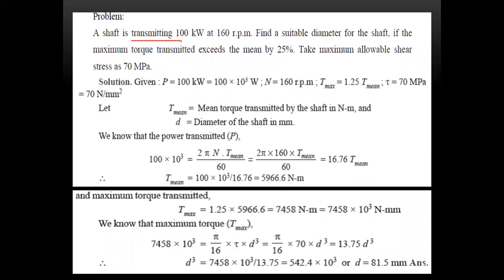A shaft transmitting some kilowatts at 160 rpm, with a permissible shear stress of 70. Now take the given P value, N value, T max and tau. So T mean is equal to this one. The power transmitted, take the formula P is equal to 2 pi NT by 60. So applying all this, we'll get T mean, that is the value. And the maximum torque transmitted, T max, is equal to the value. Therefore T max is equal to pi by 16 into 13.75 d cube is equal to the value, and finally the d value is 81.5 mm.